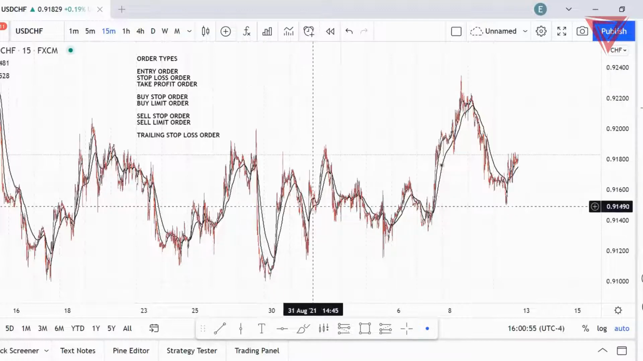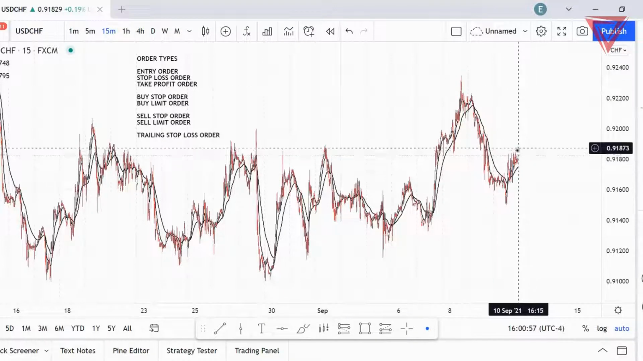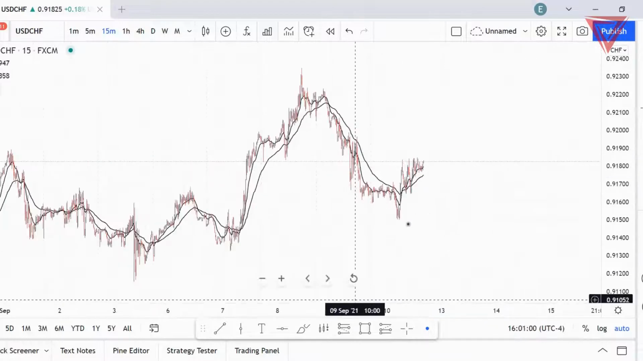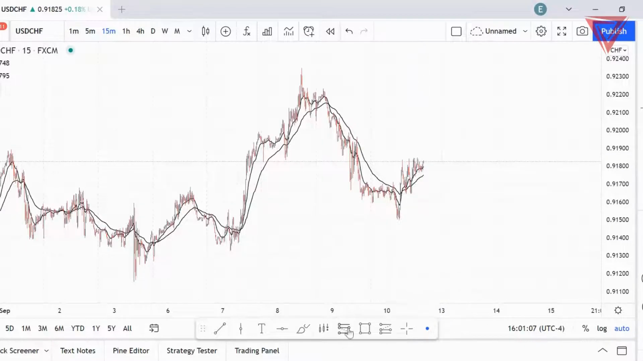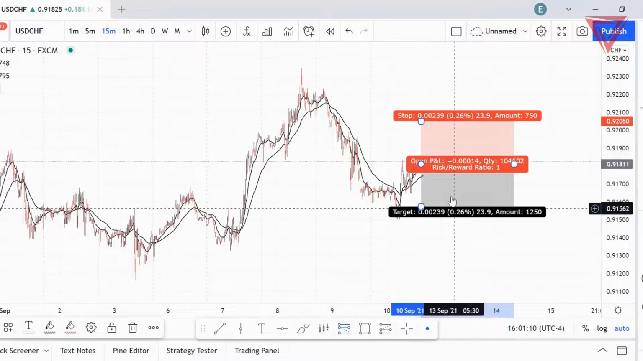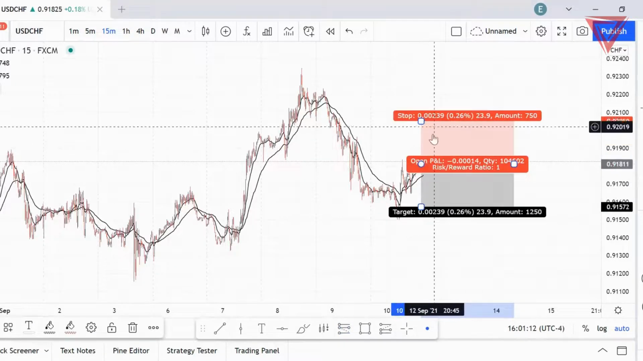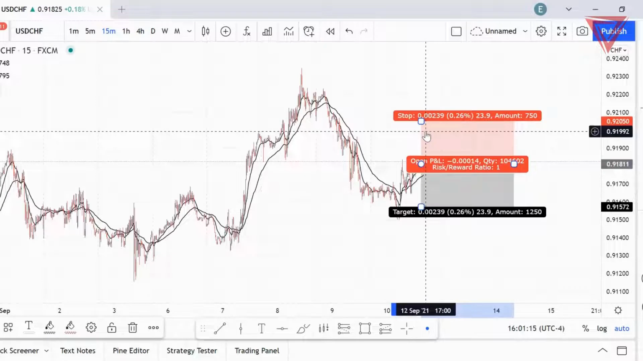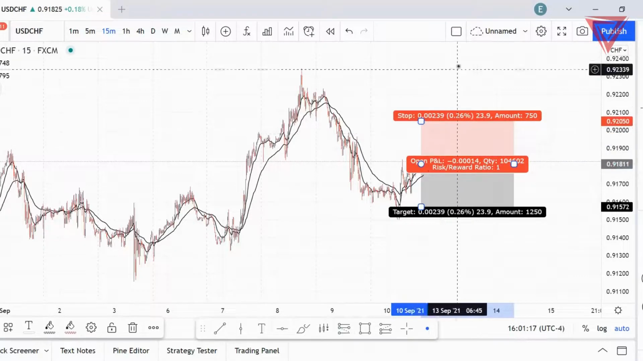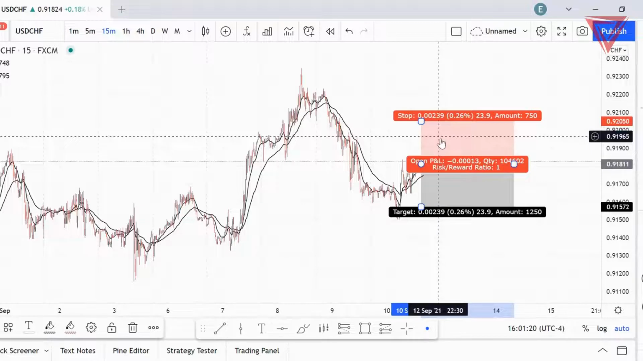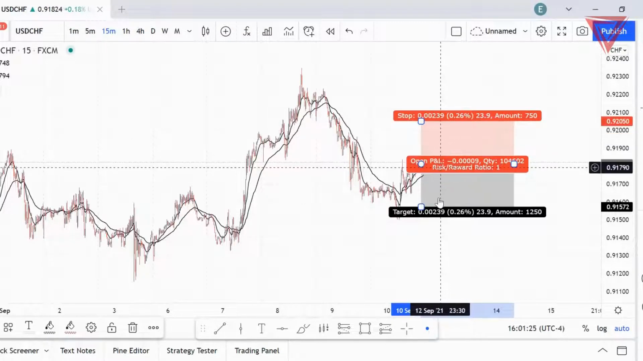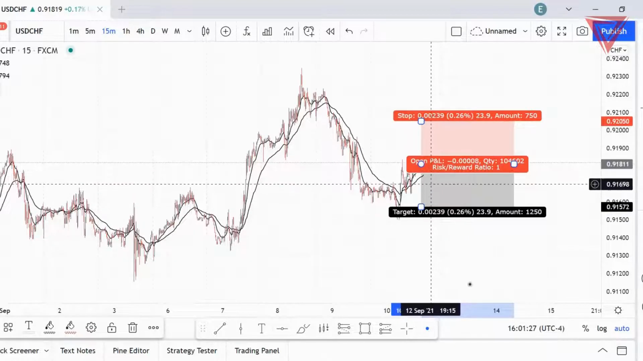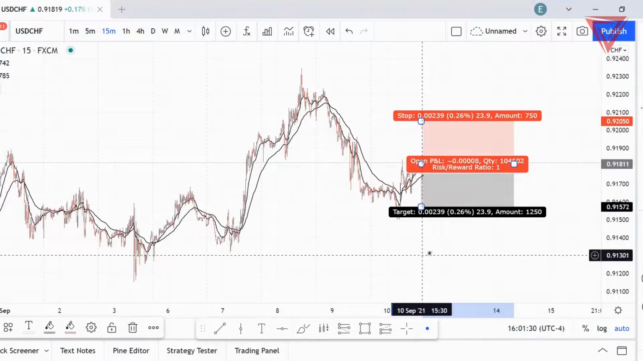So let's just say you wanted to sell USD CHF right here, right where it is. You will place an entry order, a sell by market order, right here. And it might look something like this, where you enter and you have your stop loss on the top of the order because it's a sell. You want to make sure that if the market goes up, your stop loss is up high to prevent you from losing more money than you want to lose. And obviously you want the market to go down, so you're looking for profit to the downside.